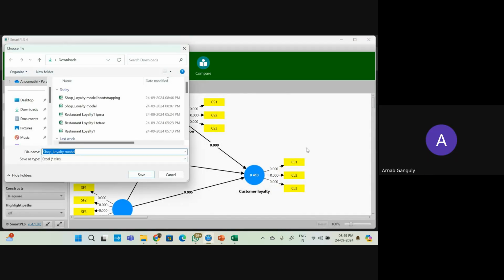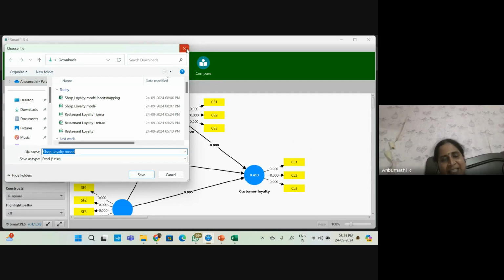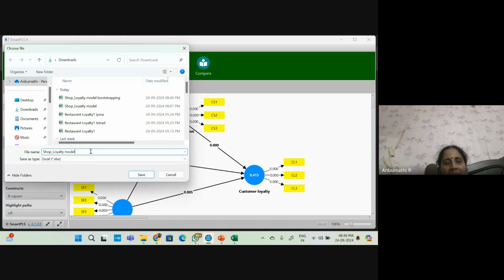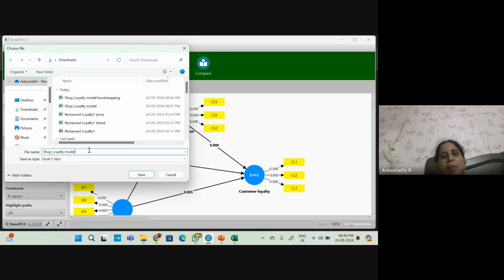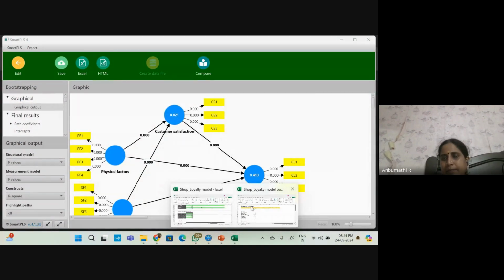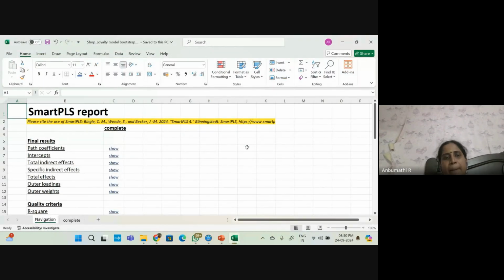So that is the same as normal export, right? Yes. Whatever we did, but it will give the same file name as we did for the PLS algorithm. So you will get confused. You can rename the file name with bootstrapping and save it. Once you save it, you will get this bootstrapping.